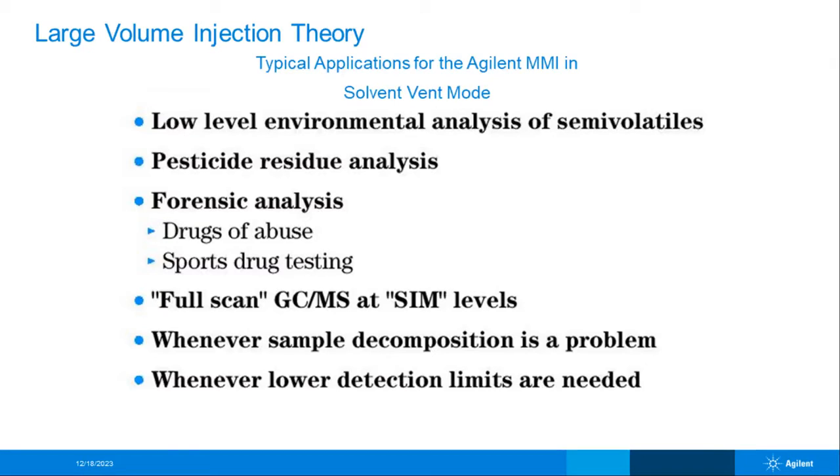So large volume injections, again, when would a customer want to use these? Customers doing low-level analysis in the environmental world, pesticides, forensics, drugs of abuse, being able to look at your GCMS in SIM mode, or if you're operating on a triple quad, being able to look at very extremely low levels in MRM mode. Again, samples that tend to decompose very quickly. A large volume injection will help you get more onto the column. And like I've stated before, whenever lower detection limits are needed.